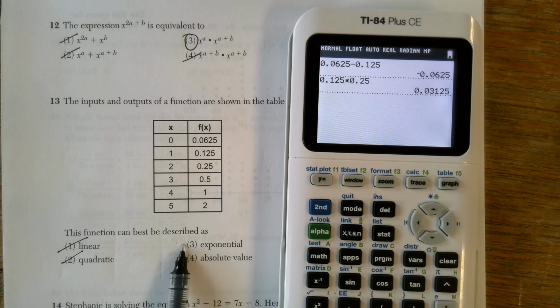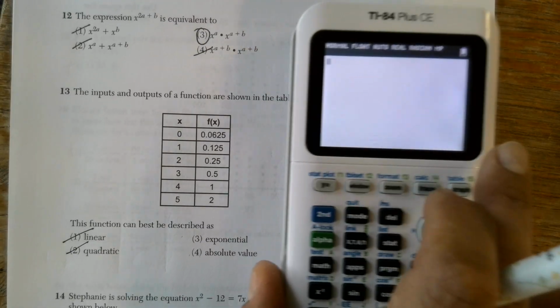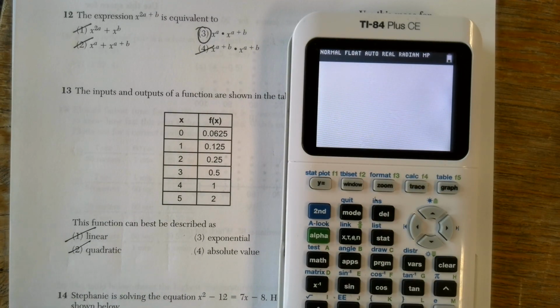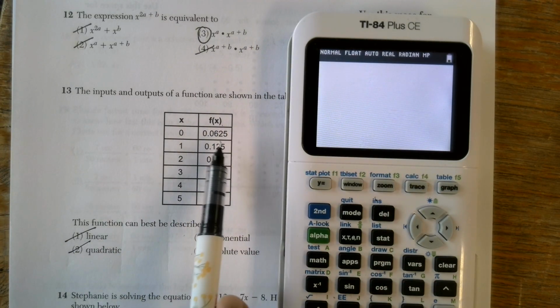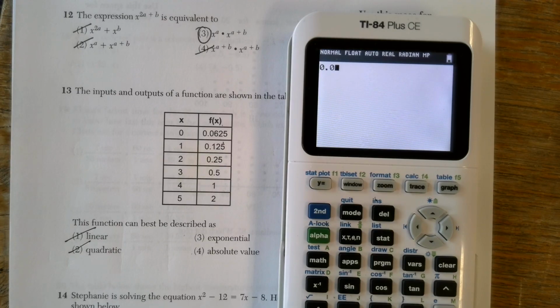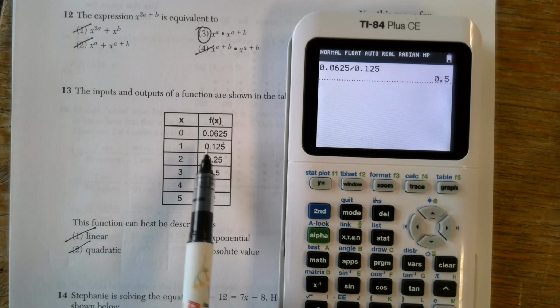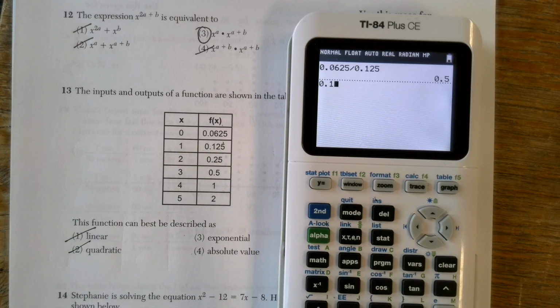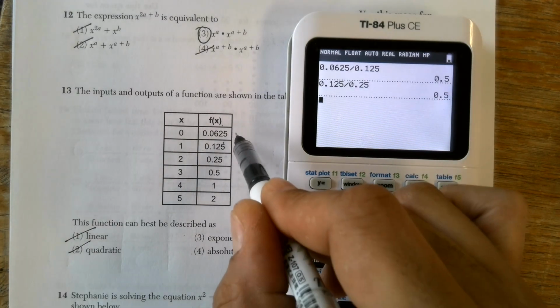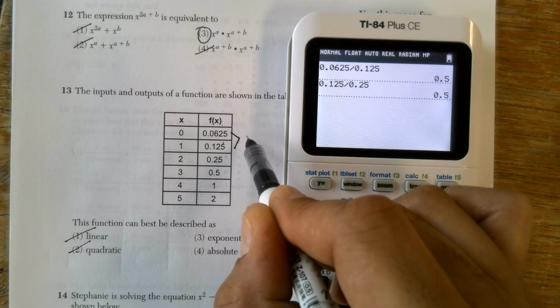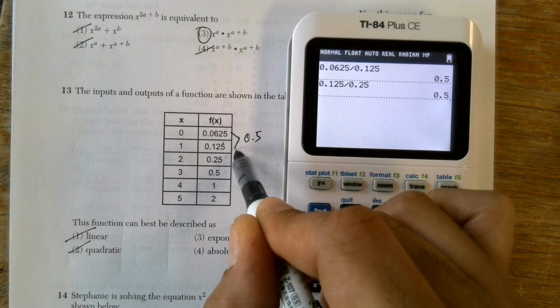I'm going to look at exponential, right? Exponential tells us that we have to find a constant ratio. So what I'm going to do, again, a ratio is described as division. So I'm going to take this and divide it by this. 0.0625 divided by 0.125, and I get the common ratio of 1/2. I'm going to keep going real quick and do this one and just see. 0.125 divided by 0.25, and again I get a half. So what we got going on here is we have 0.5, we have 0.5.